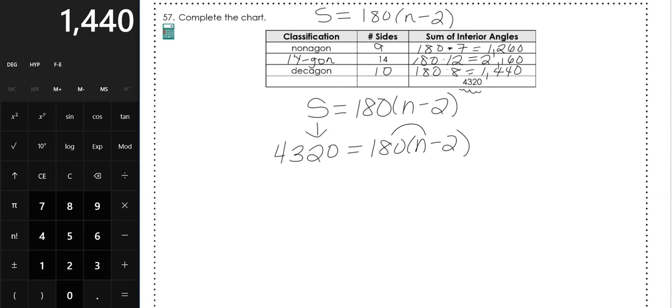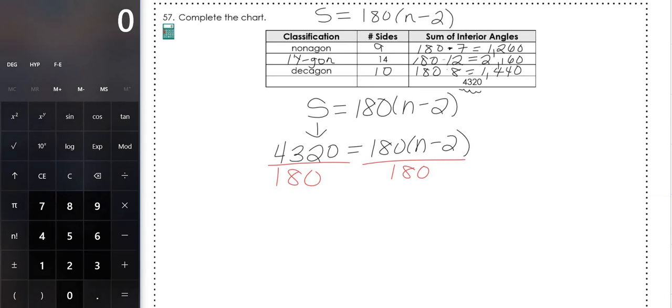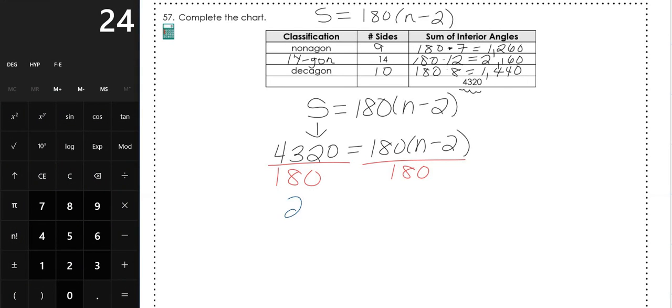Instead of distributing, which I can absolutely do, I'm going to instead divide both sides by 180 so that I can free up the parentheses. So in my calculator, 4,320 divided by 180. So it's 24 for n minus 2. 24 equals n minus 2. I freed up the parentheses.